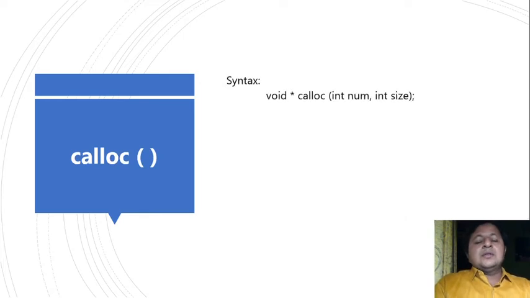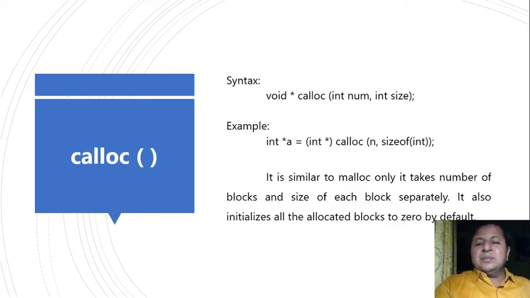The next one is calloc. Calloc is quite similar, only instead of taking the size of the memory, it takes two arguments: how many elements you want, int num, and the size of each element. So in the call, instead of giving the argument as n into sizeof int, we give them separately, n comma sizeof int. The rest of the things are similar to malloc, only it takes the number of blocks and the size of each block separately. It also initializes the allocated blocks to 0 by default. That's an extra feature that is added.